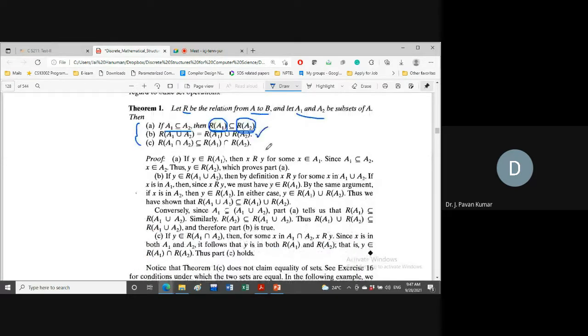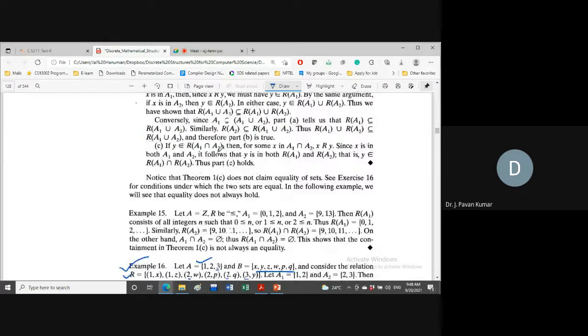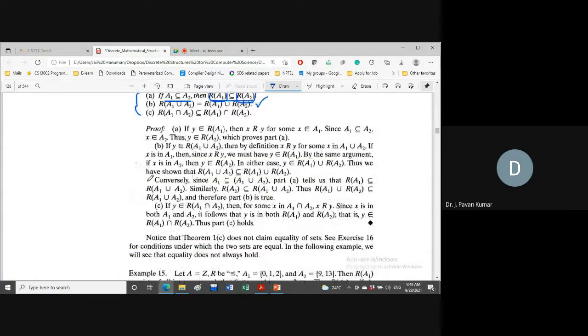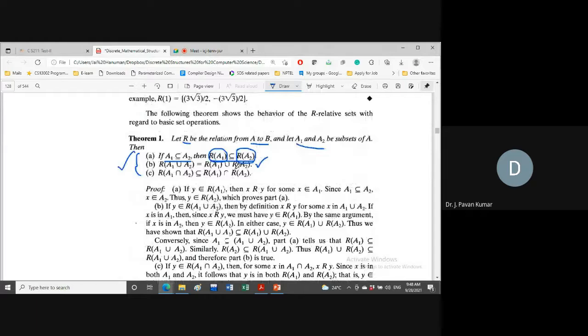So that's what we are getting when we combine R of A1 and R of A2. So this is what is stated in the previous theorem: R of A1 union A2 is nothing but R of A1 union R of A2. Similarly, when we consider R of A1 intersection R of A2, we will be getting like this, and this is similar to R of A1 intersection A2. This you can verify, this is one of the examples which will convince you of these properties.